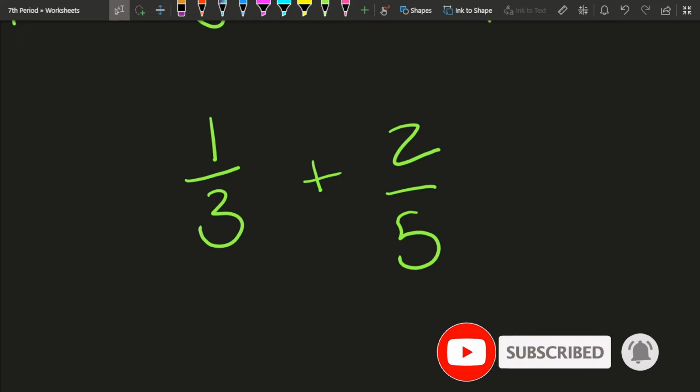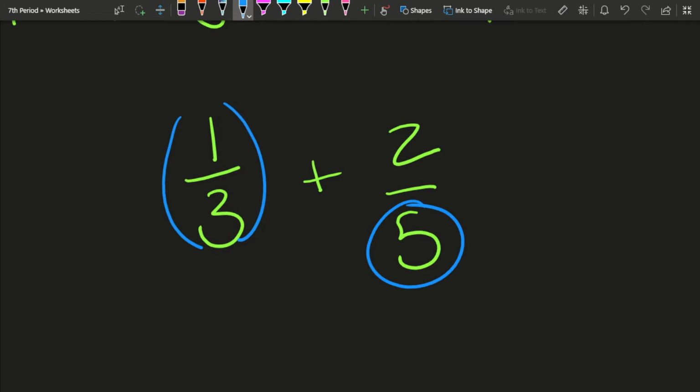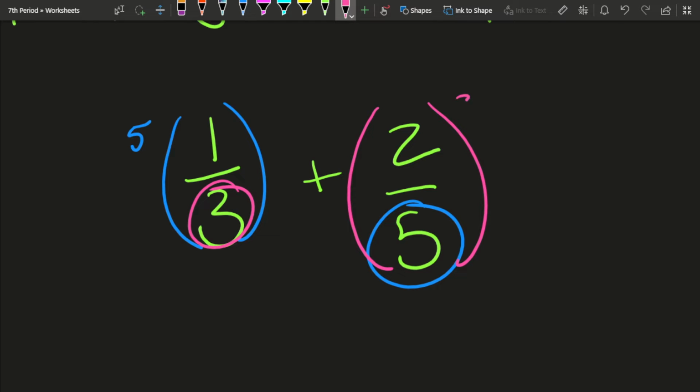Two different ways. So the first thing that you gotta do, I want you to take this whole fraction and multiply it by the opposite denominator. So I'm gonna multiply this whole thing by 5. And then we're gonna take this whole fraction and multiply by the opposite denominator. And we're gonna get our new equivalent fractions.